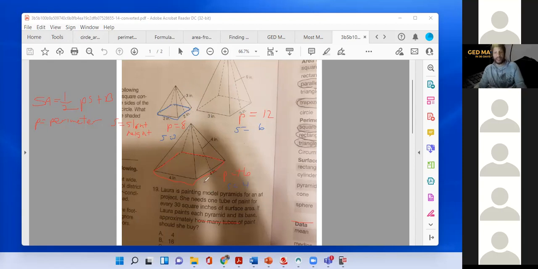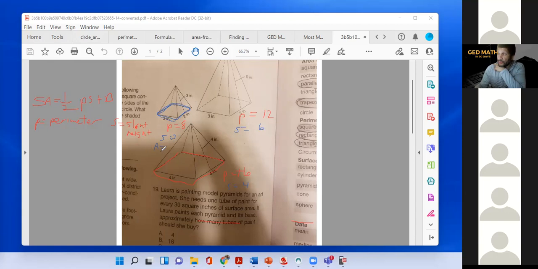Now, the area of the base. So we look at that base, length times width. And for a square, length and width are the same thing. So 2 squared or 2 times 2, our area is what for the first pyramid? Anybody know? What's the area of this first pyramid, of the base? What's the area of this square at the bottom of this pyramid?